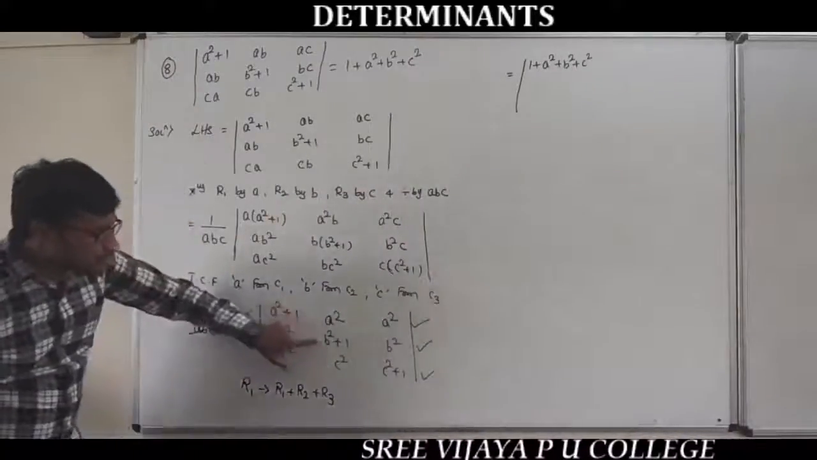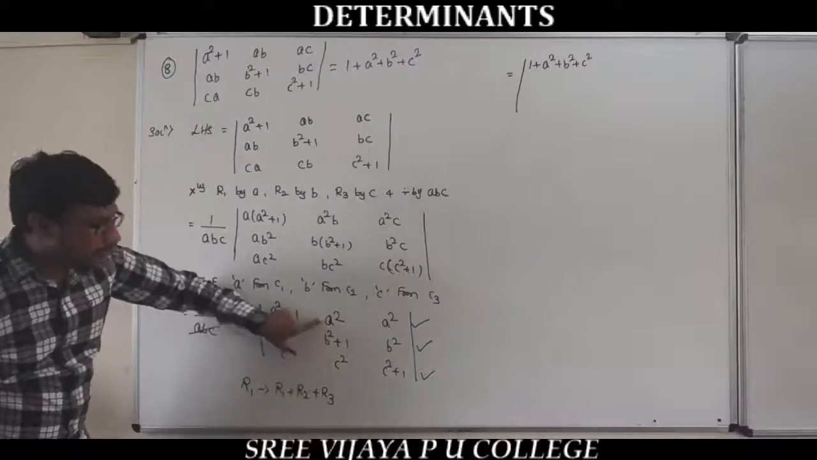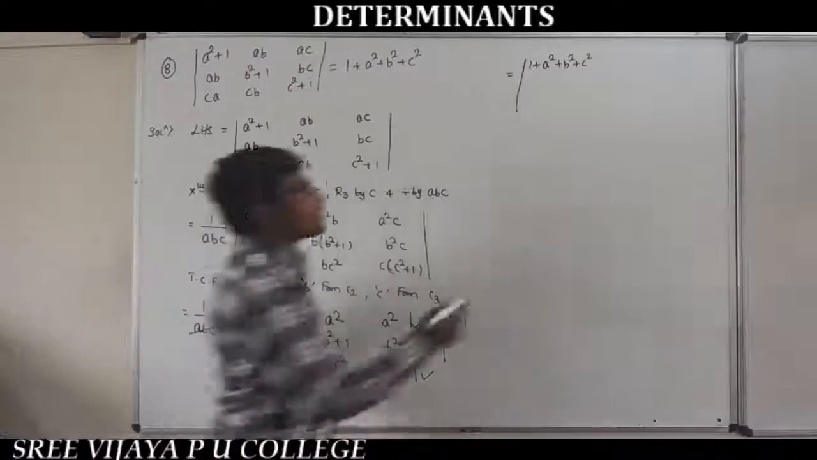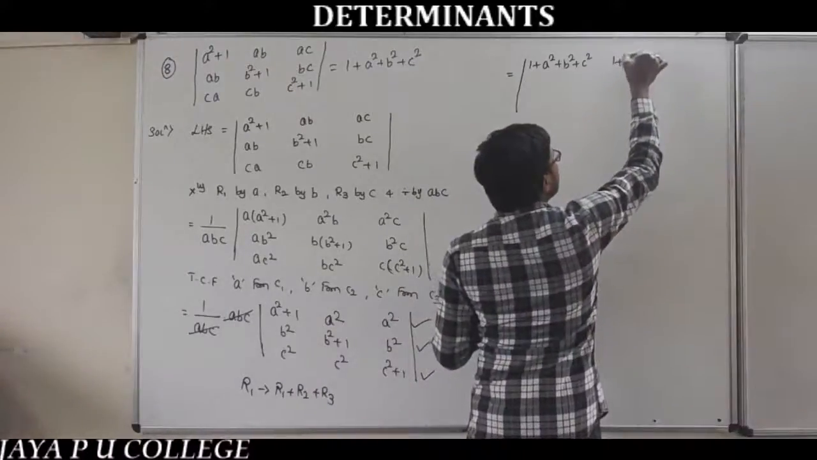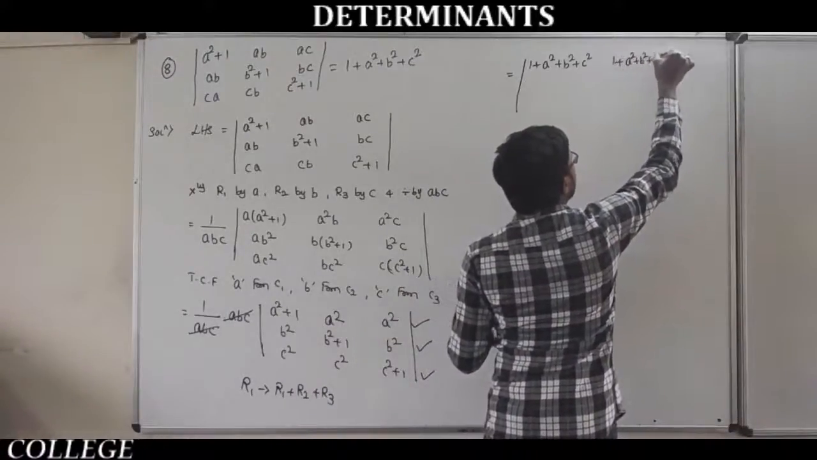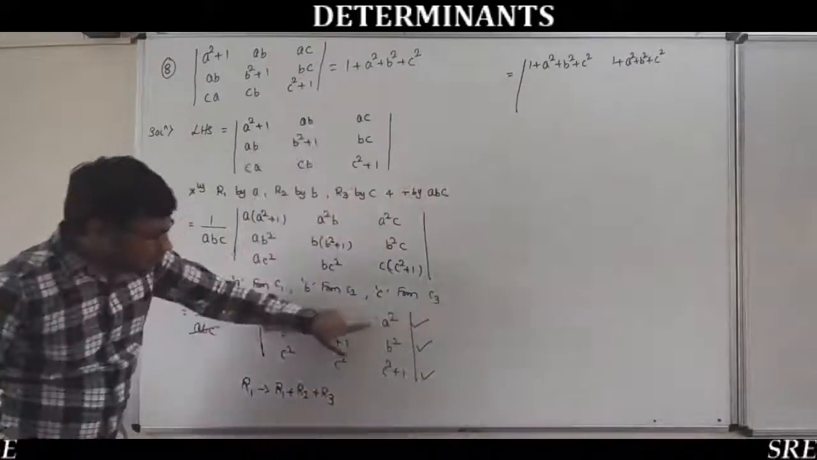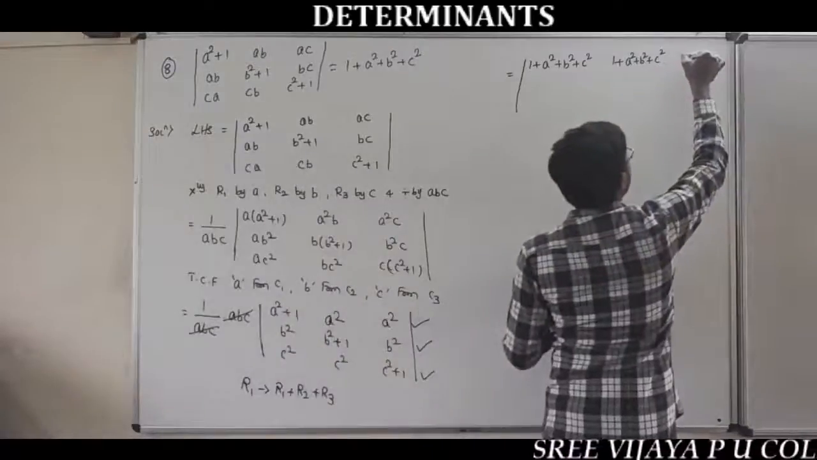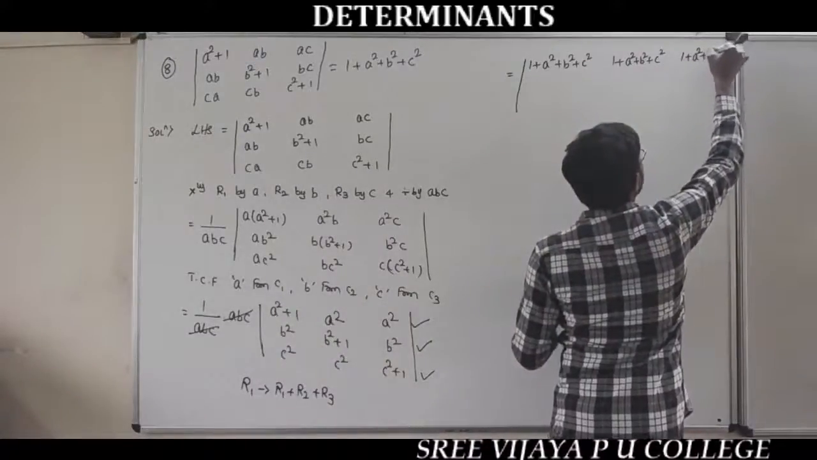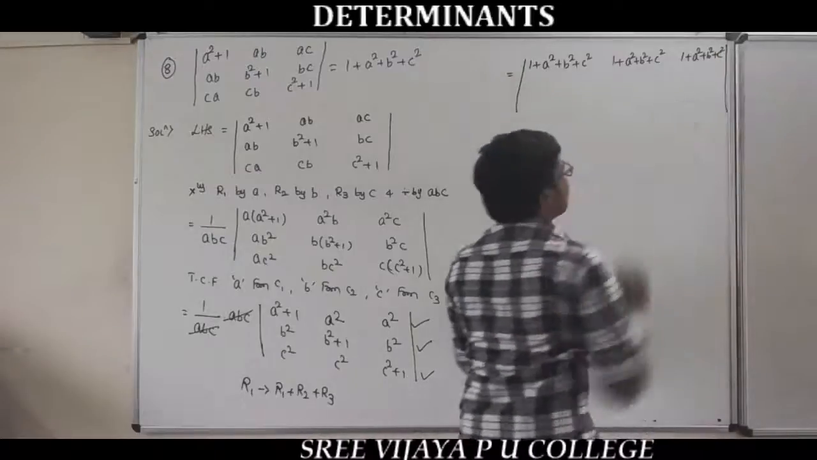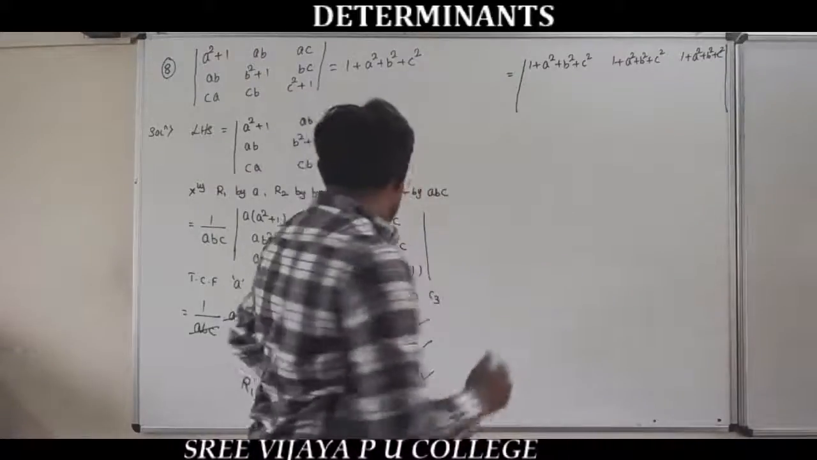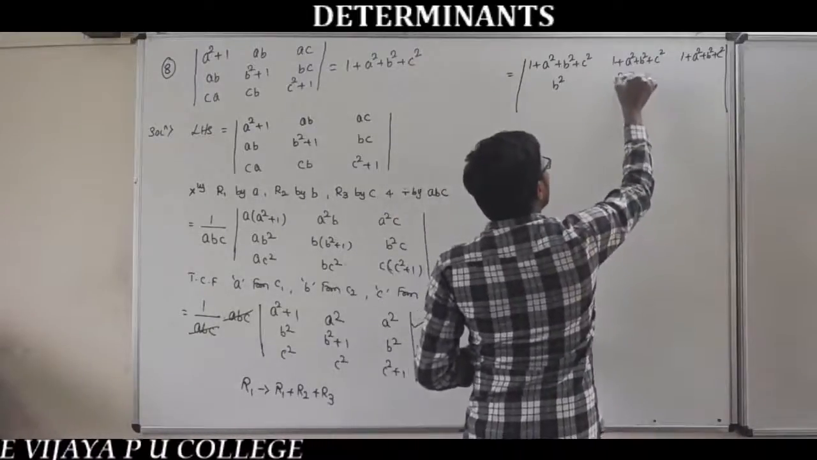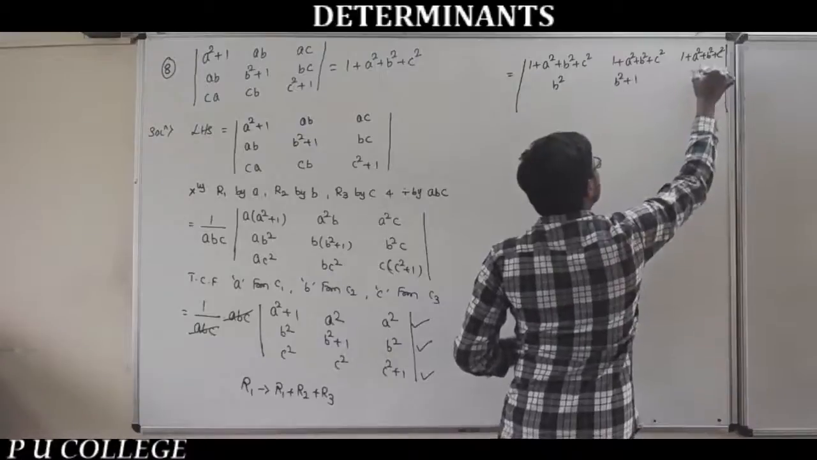Again, this plus this plus this: A square plus B square plus 1 plus C square, because all are adding there. So again this can be written as 1 plus A square plus B square plus C square. Next, A square plus B square plus C square plus 1, that also can be written as 1 plus A square plus B square plus C square. Okay, now that is R1. What about R2? So B square plus 1, B square.